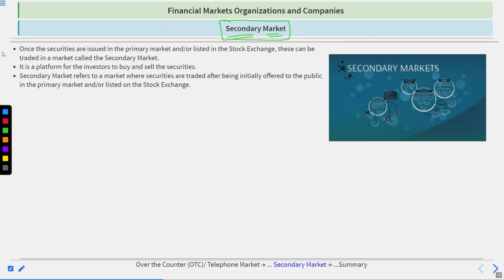All right. Now, the secondary market. What do you mean by it? Once the securities are issued in the primary market and listed on the stock exchange, these can be traded in a market called the secondary market, which is a platform for investors to buy and sell securities. The secondary market refers to the market where securities are traded after being initially offered to the public in the primary market and listed on the stock exchange. So we could say the secondary market is secondary to the primary. In primary, things are done for the first time. In the secondary market, things are done more than one time. That's why it is known as the secondary market.